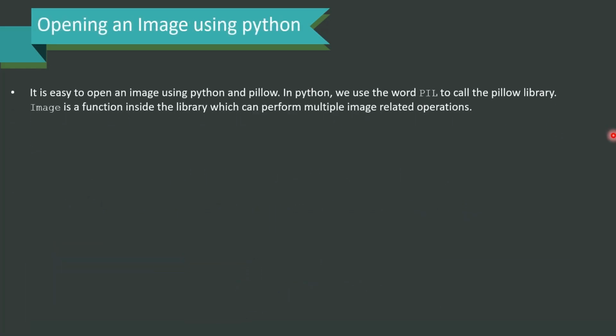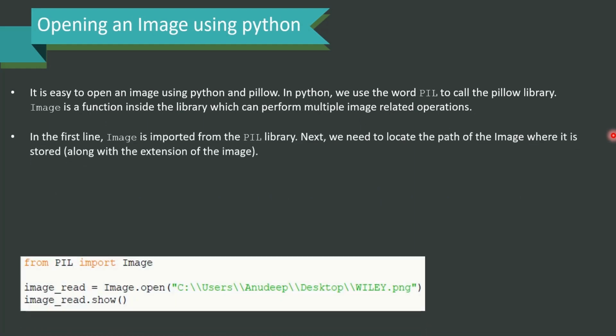Opening an image using Python. It is easy to open an image using Python and Pillow. In Python, we use the word PIL to call the Pillow library. Image is a module inside the library which can perform multiple image related operations. In the first line of the code, Image is imported from the PIL library.